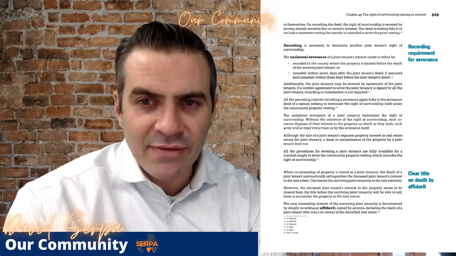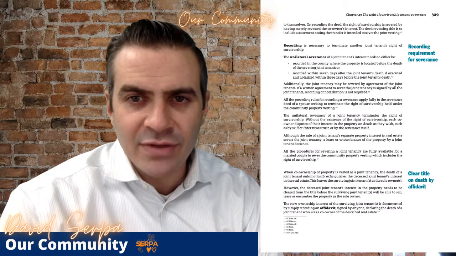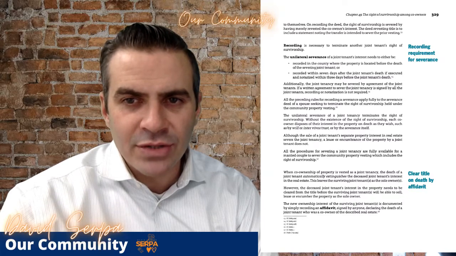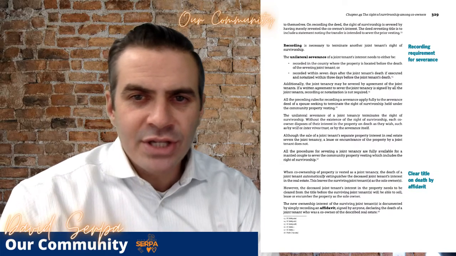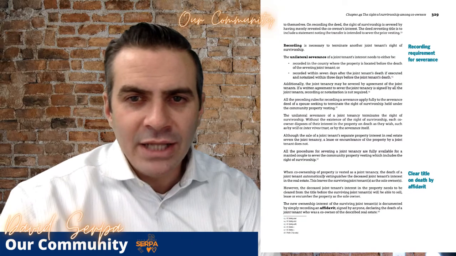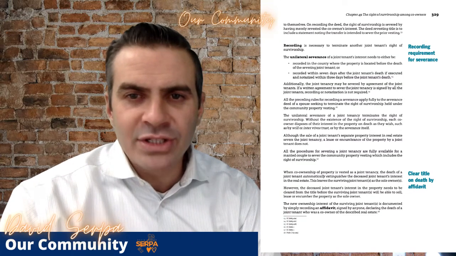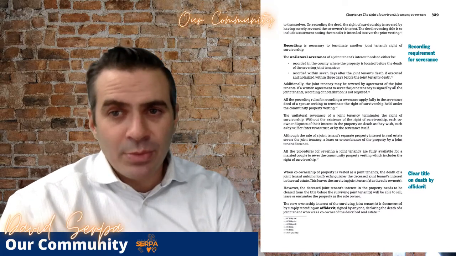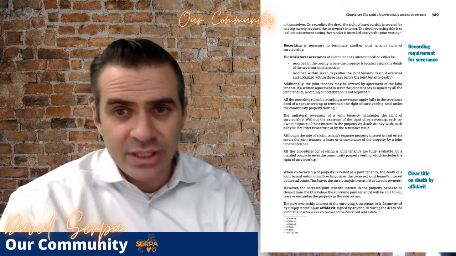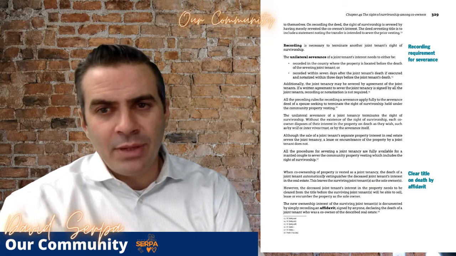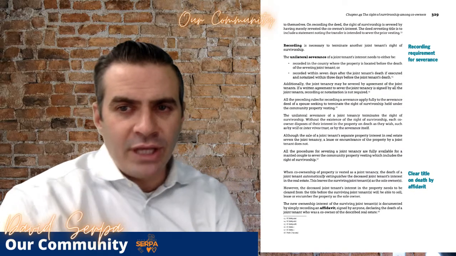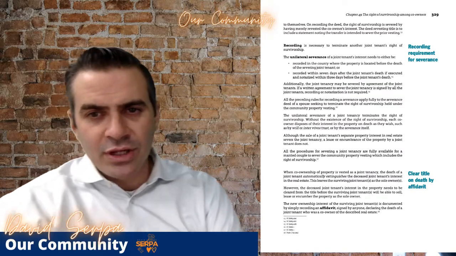The unilateral severance of a joint tenancy terminates the right of survivorship. Without the existence of the right of survivorship, each co-owner disposes of their interest in the property at death as they wish, such as by will or inter vivos trust, or by the severance itself. Although the sale of a joint tenant's separate property invested in real estate severs the joint tenancy, a lease or encumbrance of the property by a joint tenant does not. All the procedures for severing a joint tenant are fully available for a married couple to sever the community property vesting, which includes the right of survivorship.